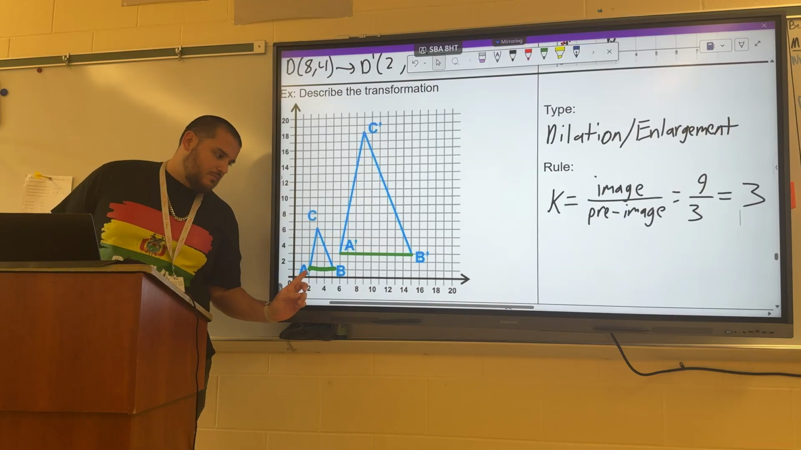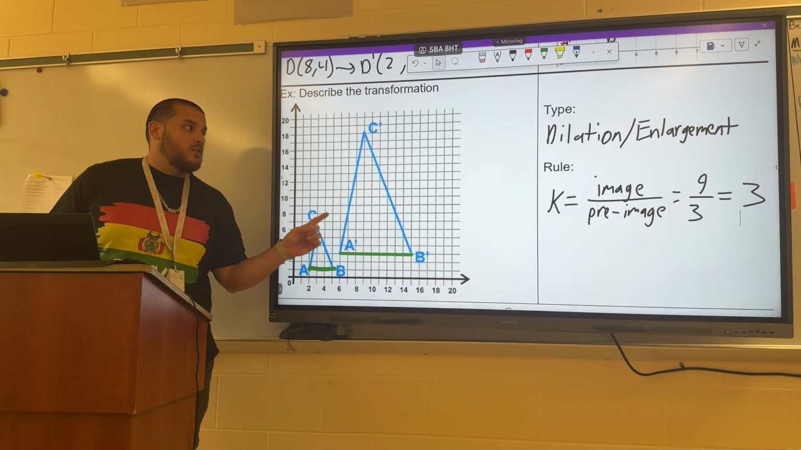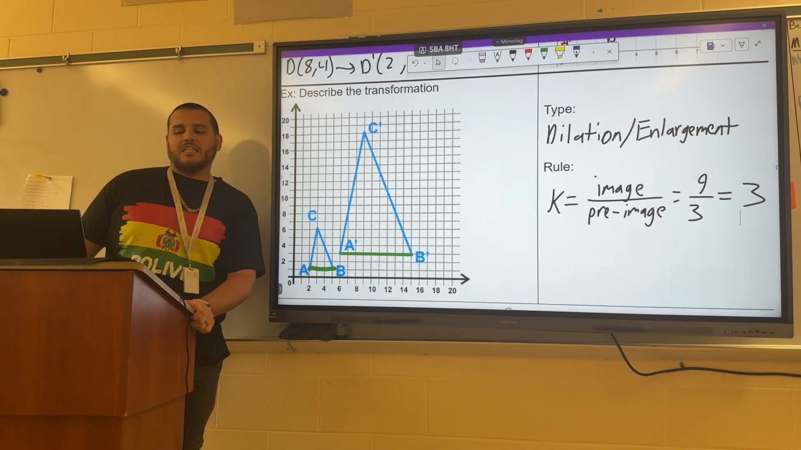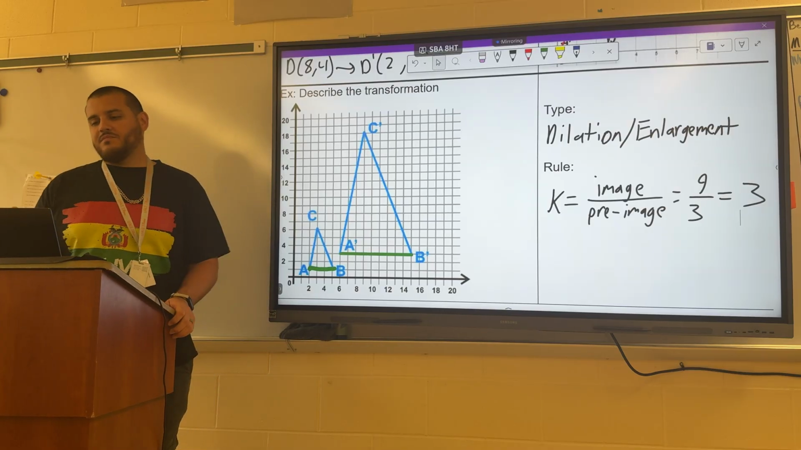ABC prime is 3 times larger than ABC. Remember, that also means those points are 3 times further away from the origin than A, B, and C are on our pre-image. That's how you describe a dilation.